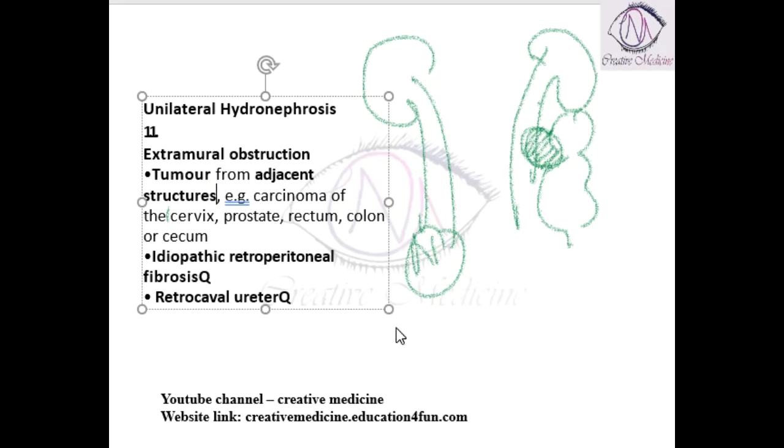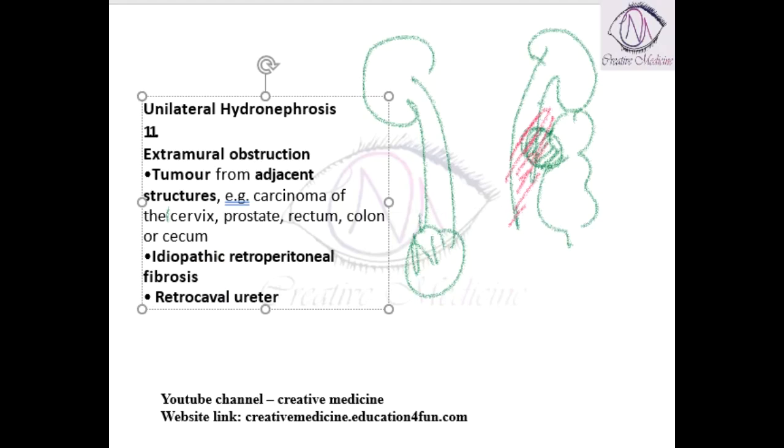Second, idiopathic retroperitoneal fibrosis. The ureter is partly a retroperitoneal structure. So if there is fibrosis of the retroperitoneum, obviously this will cause traction over the ureter, resulting in obstruction leading to unilateral hydronephrosis.